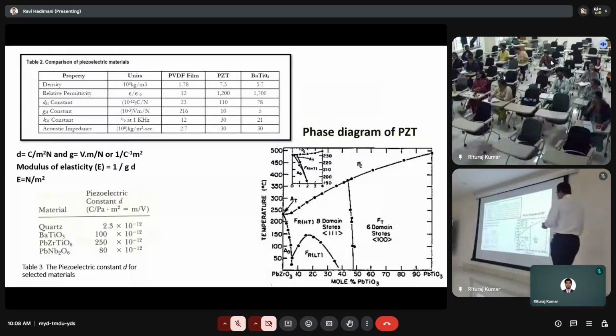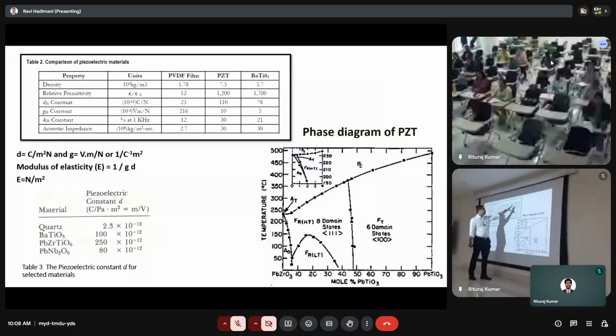So now, how do you quantify it? Piezoelectricity is quantified by a constant called D31 or D33 constant. You can also quantify it by G33 or G31 constant. Here is the comparison of different piezoelectric materials and their different properties.